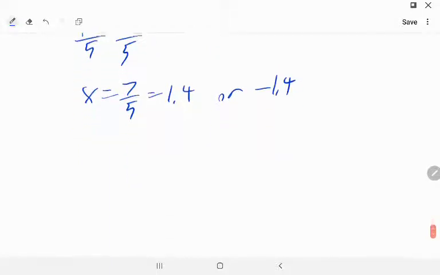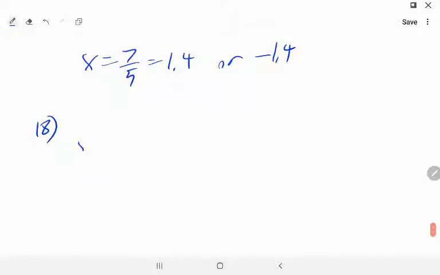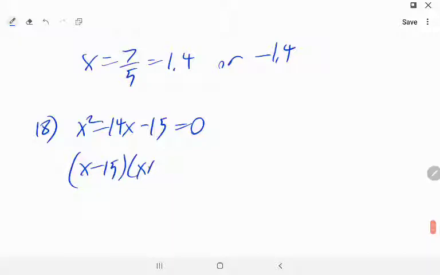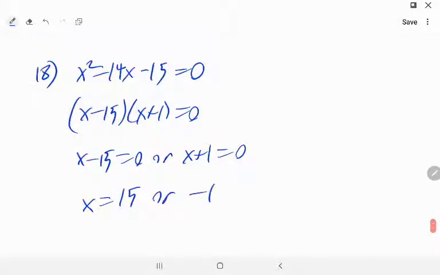Number 18. Again, now we're looking at a factorization left to ourselves. x squared minus 14x minus 15 equals 0. So we can factor that as x minus 15 times the quantity x plus 1 equals 0. And so, as usual, x minus 15 is 0, or x plus 1 is 0. And so x is 15 or negative 1.